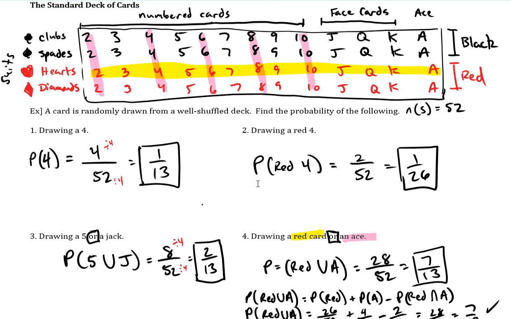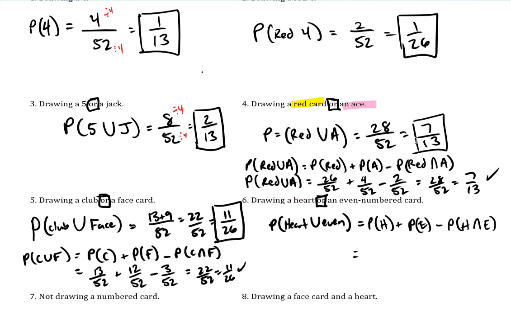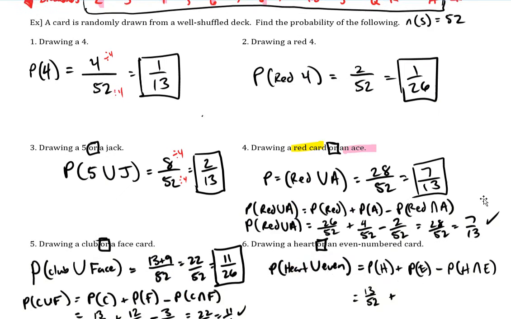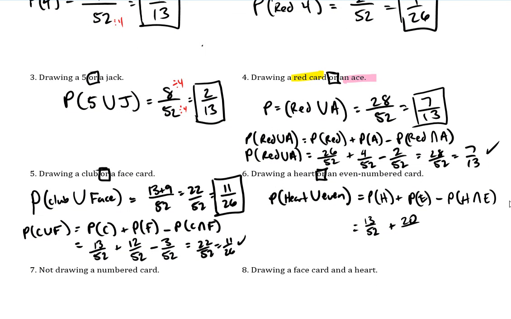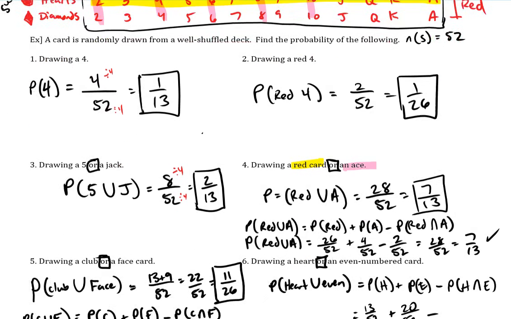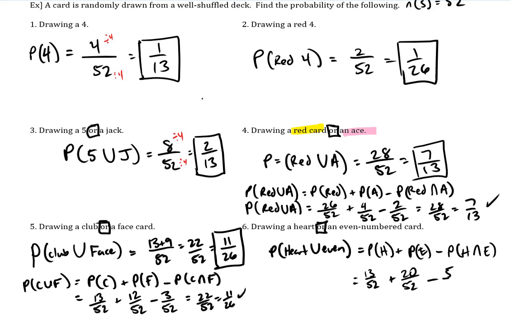And then I want to plug those in. So the probability of a heart, well, that's all 13 that were in the yellow highlighted out of the 52, plus the probability of an even numbered card. So that's all of the pink highlight. So I've got 4, 8, 12, 16, 20 out of 52, minus the probability where the highlights overlap. So I've got 1, 2, 3, 4, 5 overlapping elements. So 5 out of 52 would get subtracted.